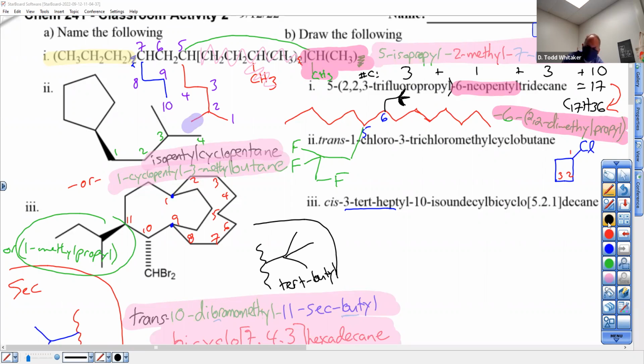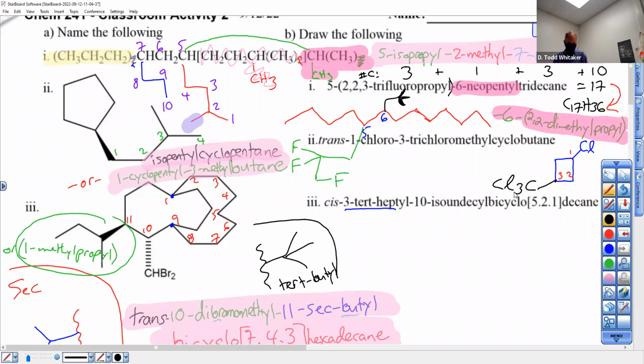Talk to me. What are you going to put on the page? I like it. A C with 3 Cls. That's exactly what it is. Remember, trichloromethyl. The chloros are attached to the methyl. The methyl is attached to the cyclobutane. That's a nice way to do it.